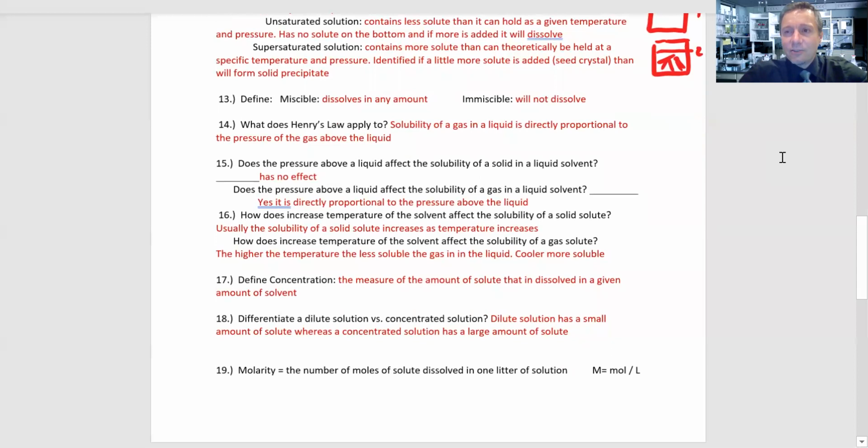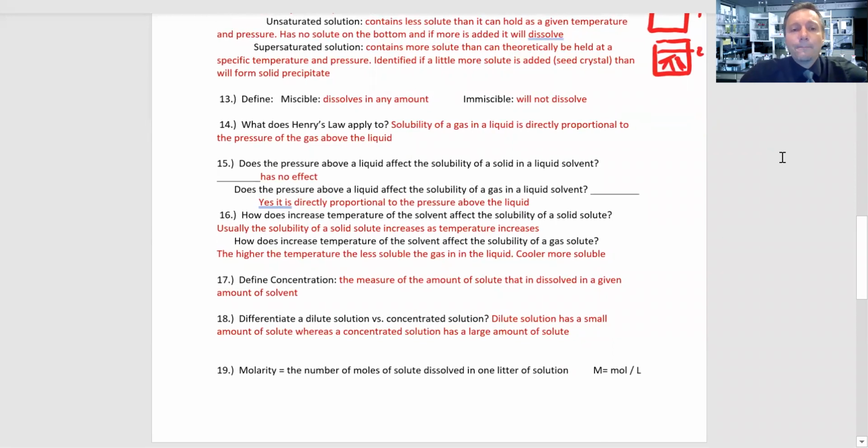Hopefully you paid attention. That's a real important distinction that I made between them. Number 13, miscible and immiscible. Miscible means a substance that will dissolve in another in any amount. Water and alcohol are miscible. It doesn't matter, whatever the percent is, it will mix. That's called miscible. Immiscible will not dissolve. Oil and water are immiscible, so they will not dissolve. They'll form distinct layers.